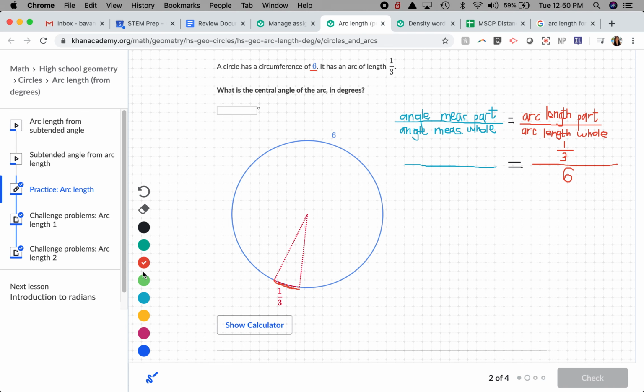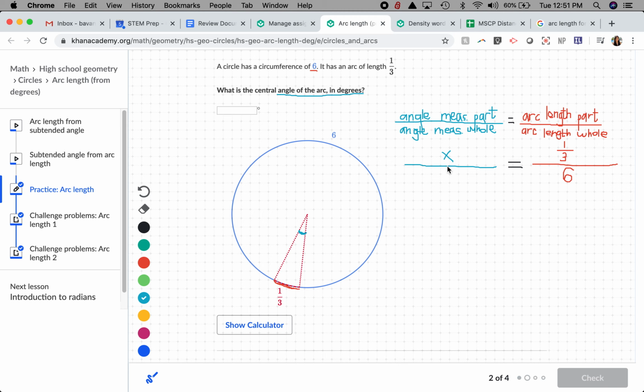Now, the next part of the question is telling us what we're finding. We are finding the central angle of the arc in degrees. So we're looking for this measurement. How many degrees is this? So that is the angle measure of the part. We don't know what that is. I'm going to put that as x.